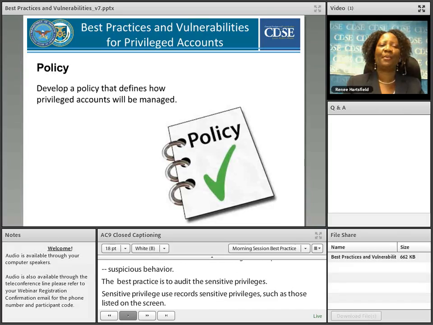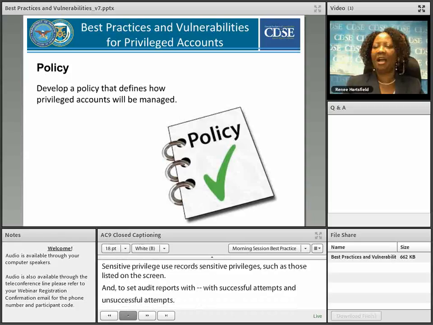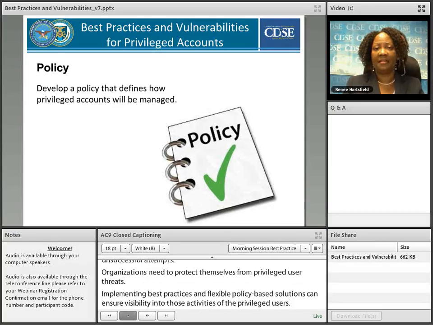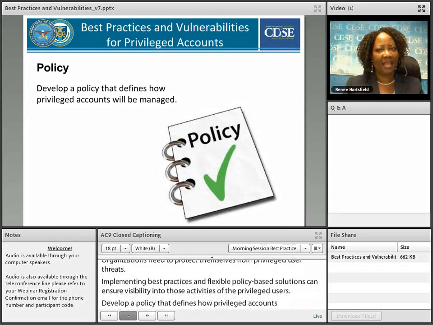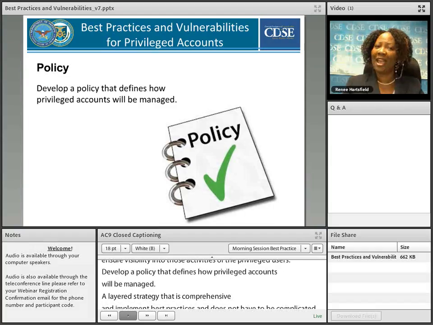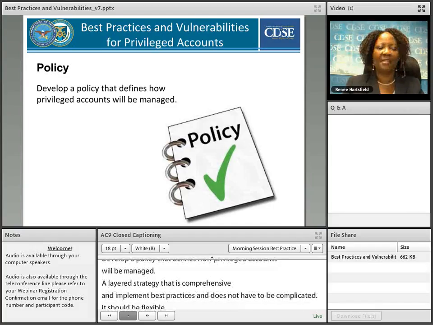Organizations need to protect themselves from privileged user threats. Implementing best practices and flexible policy-based solutions can ensure visibility into those activities of the privileged users. Develop a policy that defines how privileged accounts will be managed. A layered strategy that's comprehensive and implements best practices. It does not have to be complicated, and it should be flexible. It should provide irrefutable attribution. Sometimes just knowing that your actions are being monitored serves as a deterrent.